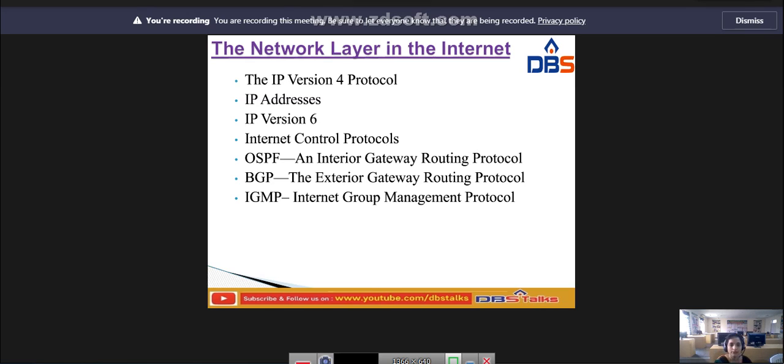Coming to the network layer in the internet, we have some contents: IP version 4 protocol and IP address, IP version 6, internet control protocols, OSPF the interior gateway routing protocol, BGP the exterior gateway routing protocol, and IGMP, internet group management protocol. These are the different contents I am going to explain now.